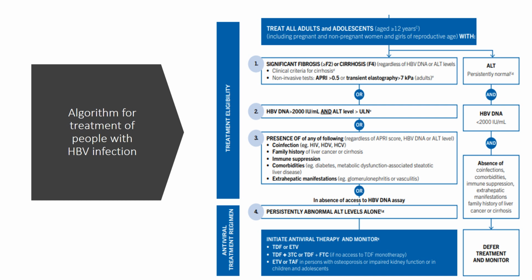TAF may be considered for people including pregnant women with impaired kidney function and or osteoporosis, but is not yet approved for hepatitis B treatment in pregnancy. TAF is not recommended if the estimated glomerular filtration rate is below 15 ml per minute.